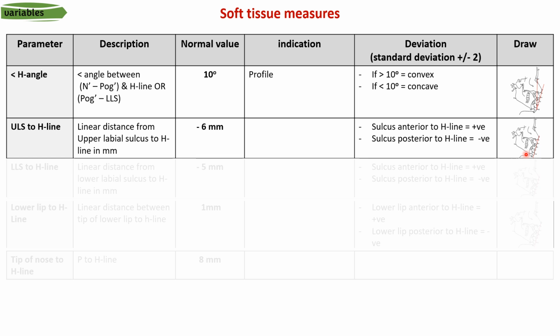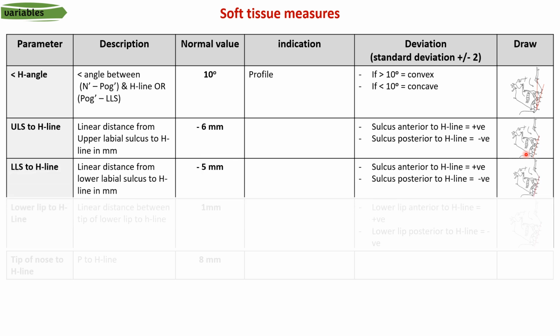The distance between the lower labial sulcus and the H line, normally it is -5 millimeters. Also, the lower labial sulcus should always be behind the H line.